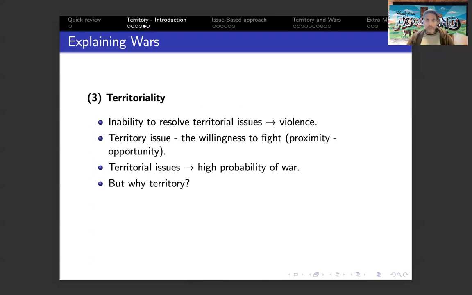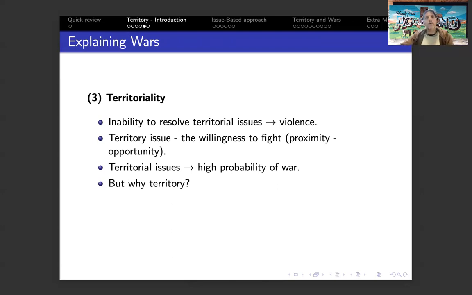So essentially what that means is that some types of disputes, primarily the ones that revolve around territory, lead to a much higher probability of war when the issue at stake is a territorial issue. When there are other types of disagreements, other types of issues, such as economic disagreements or other types of political disagreements between states, then ending up with a war is a lower probability outcome.